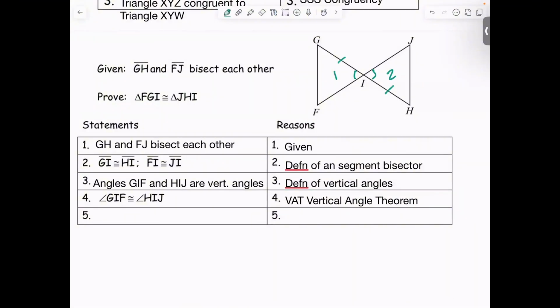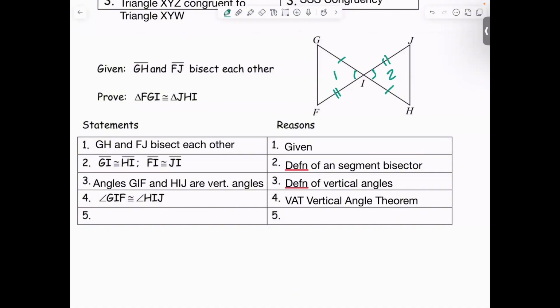Hash mark, and then FI and JI. So that's these two guys. And right now I see a side angle side situation. Side angle side. So remember, side angle side is where two sides and the included angle are congruent. We can make the triangle congruency statement. So FGI, and these are kind of twisted and flipped, which is interesting here.